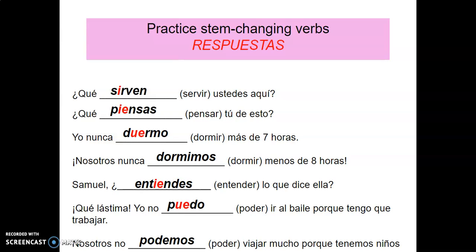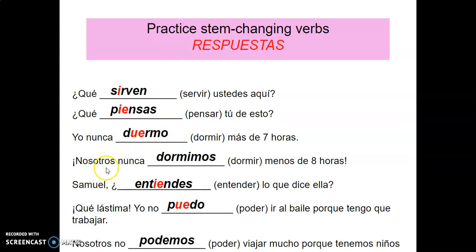Yo pienso. Dormir is an O to UE, so when we make the statement, yo nunca duermo más de 7 horas, I'm saying I never. Don't let that word confuse you. It's just a clarifier. So I never sleep, because we're still yo duermo, I sleep, right? I never sleep more than 7 hours. Duermo, right? ¿Cuántas horas duermes tú? Right? If I were asking you how many hours you sleep, ¿cuántas horas duermes? It would still change, right?